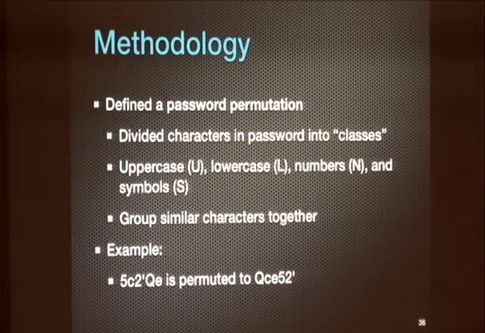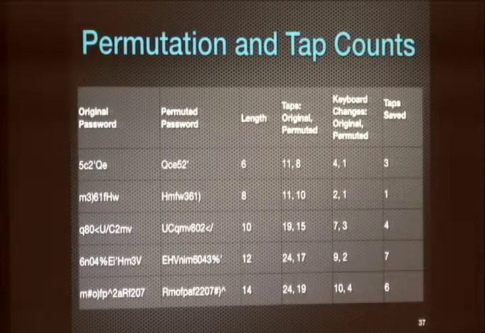So an example would be 5C2'QE would then be permuted to QCE52'. And notice that we've kept the order within a character class constant, and that made our calculations a little bit easier. So what are some results?